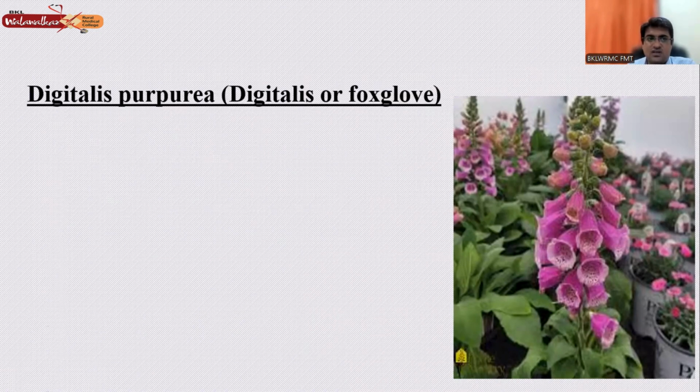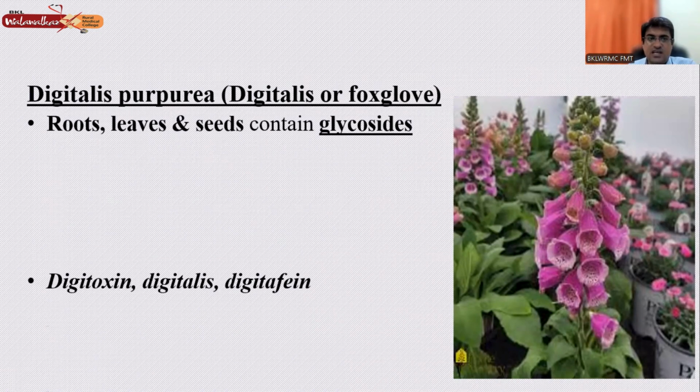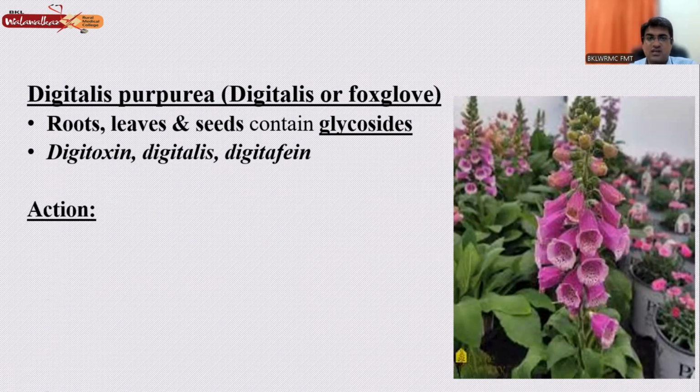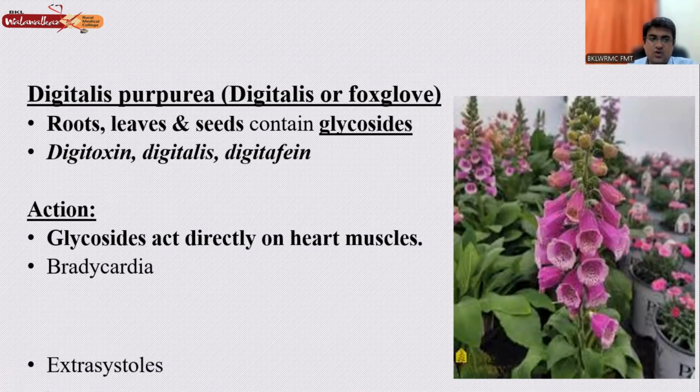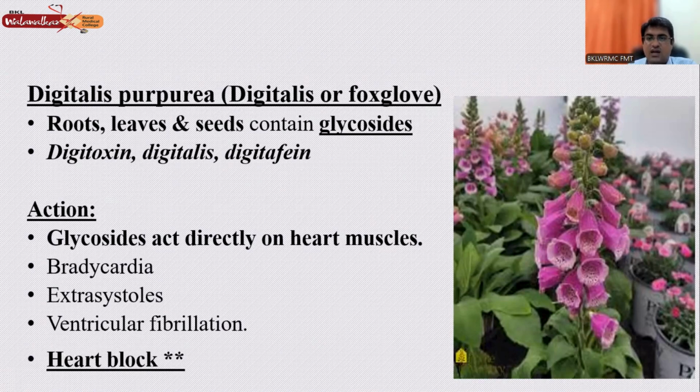The second poison is called digitalis purpurea, or digitalis or foxglove. This poison is very important because it acts on the heart and has the most potent action. The roots, leaves, and seeds contain glycosides. These are very dangerous to the heart.